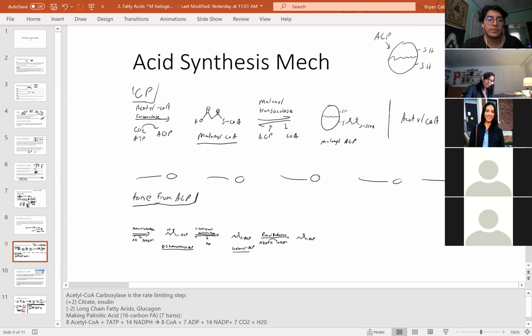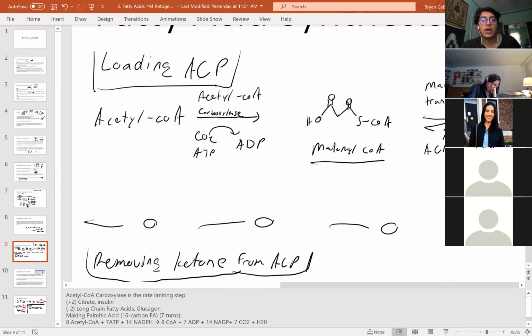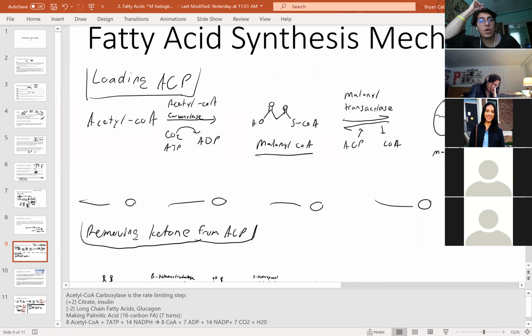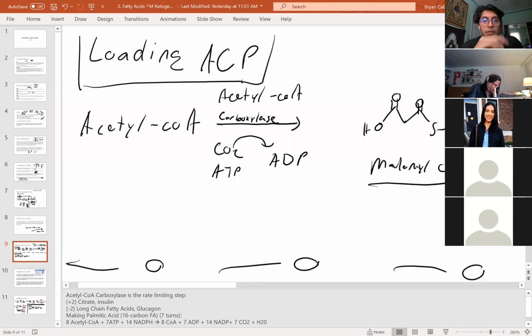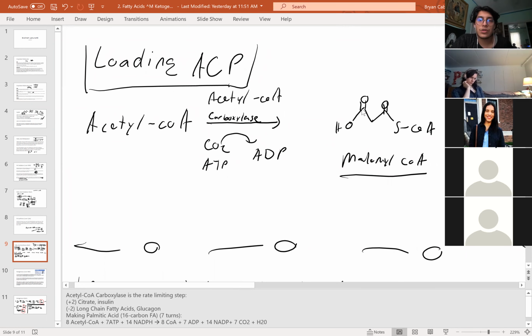So let's go through the mechanism. First things first is to load the ACP. You take acetyl-CoA and use acetyl-CoA carboxylase, which is just going to add a carboxyl group to your acetyl-CoA. That's interesting, because we've always seen the carboxyl group come off the molecule, but in this case, we're introducing the carbon dioxide group. Because of that, it's not spontaneous, so you have to use an ATP. Using ATP, you produce ADP, and you have this 3-carbon structure: 1, 2, 3.